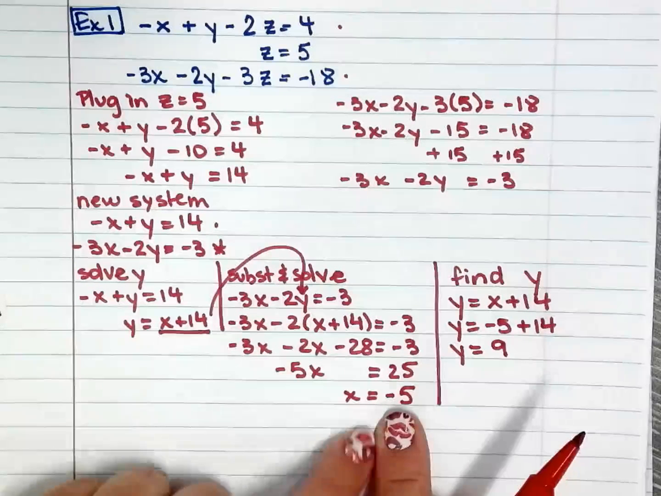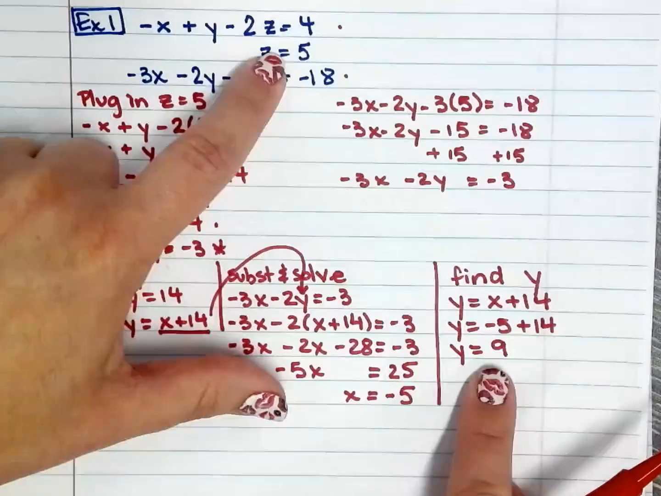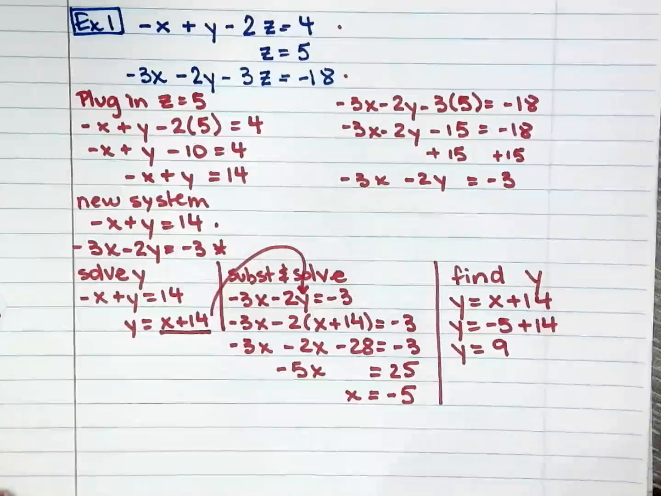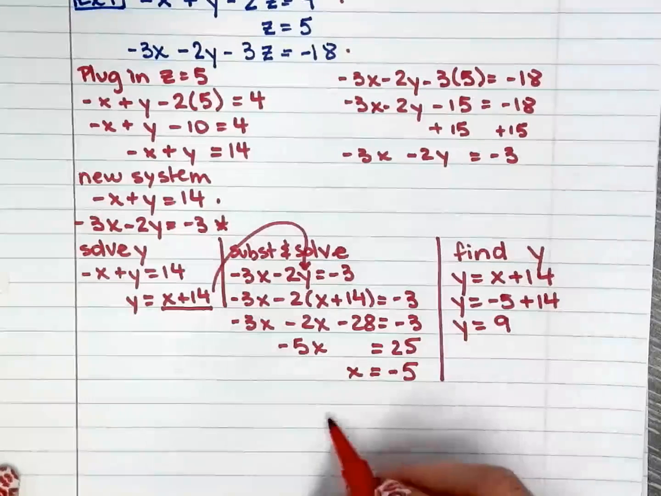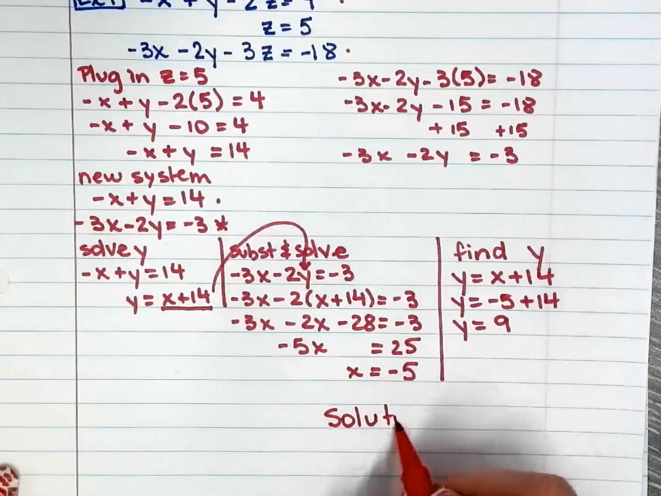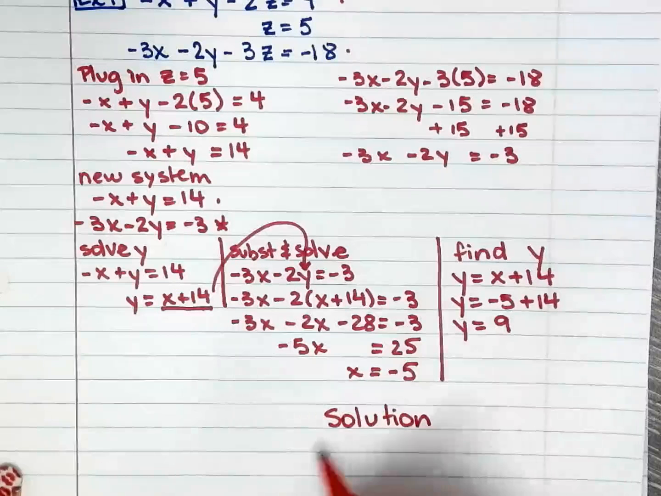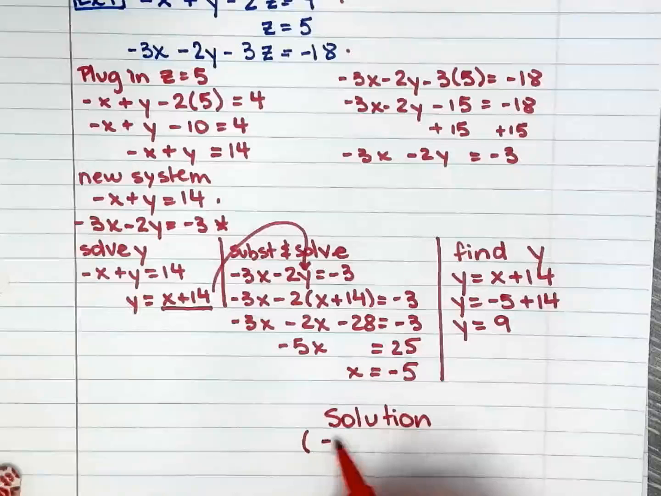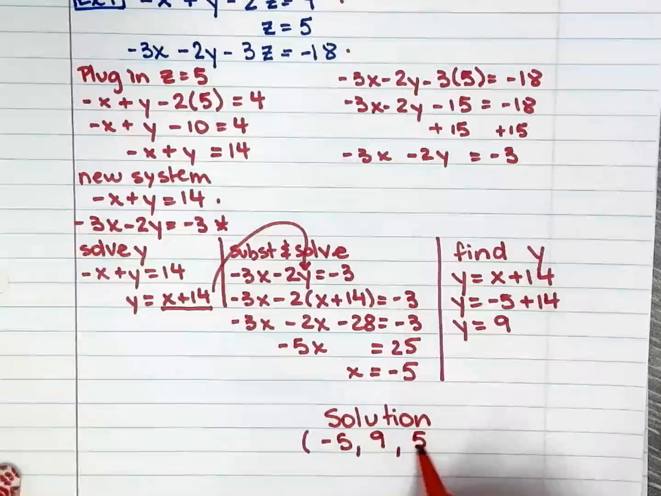I have x, y, and z. Don't go through all this work and forget to write the answer, okay? So solution, we're going to write the answer as a point: negative 5 for x, 9, and 5.